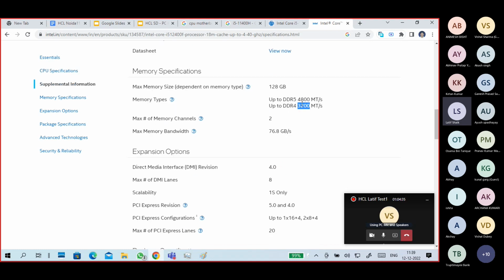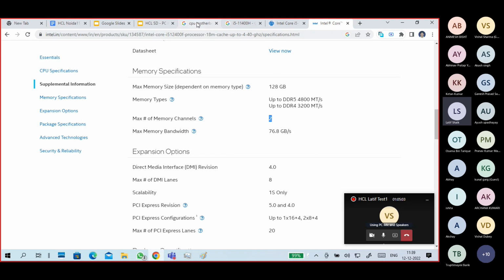So this front side bus will tell what type of RAM you have to use. You have to use DDR4 type of RAM only, or DDR5 type of RAM only. You cannot use DDR3 or other frequencies because of frequency mismatch.